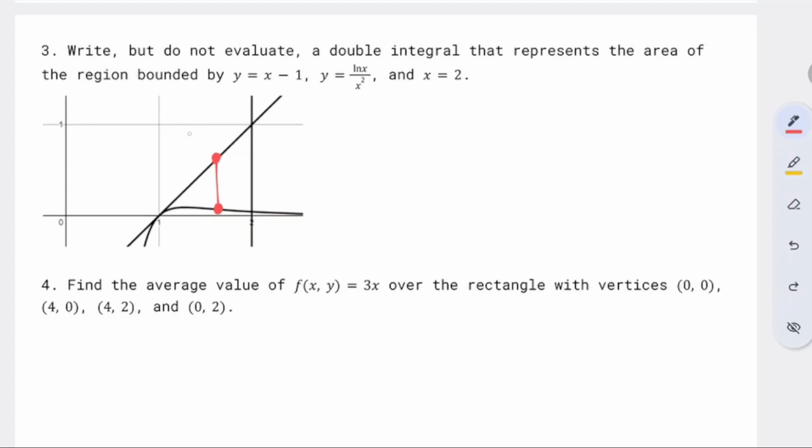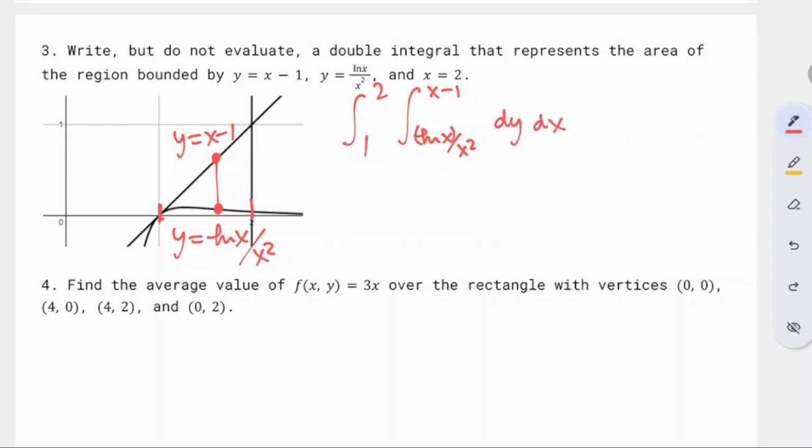Got y equals x minus 1, and then y equals log x divided by x squared. And then x is looking like it goes from 1 to 2. On the bottom I've got log x over x squared, put parentheses around that to be as clear as possible, dy and then dx because it's just area.